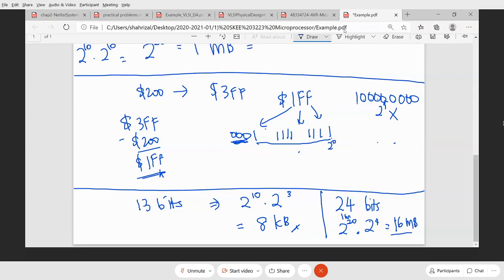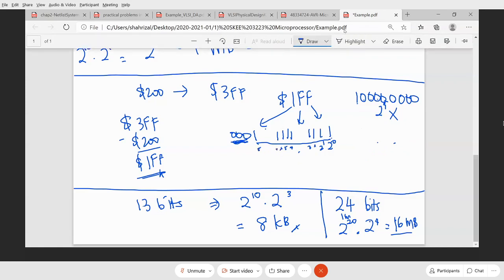Okay, so to the power of 0, to the power of 1, to the power of 2, to the power of 3, 2 to the power of 4, to the power of 5, 6, 7, 8. So it's supposed to be 2 to the power of 9 minus 1. This is correct. Okay, not the power of 10, sorry.